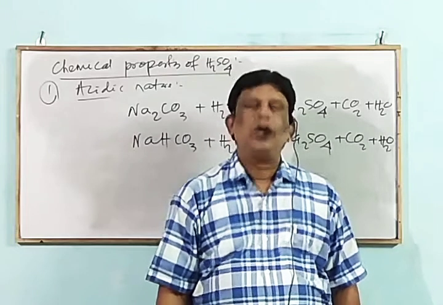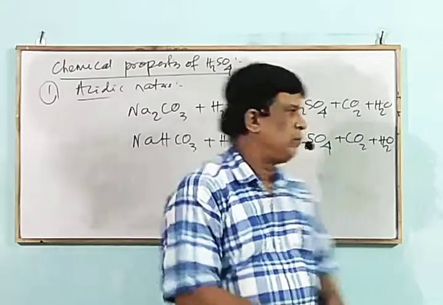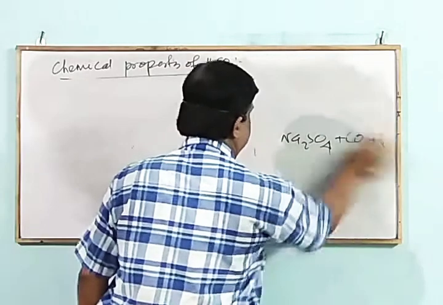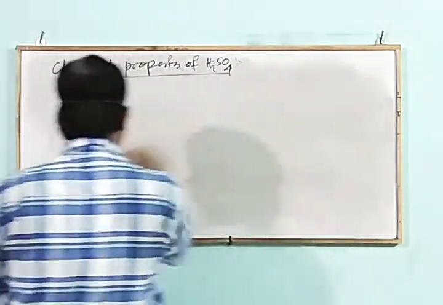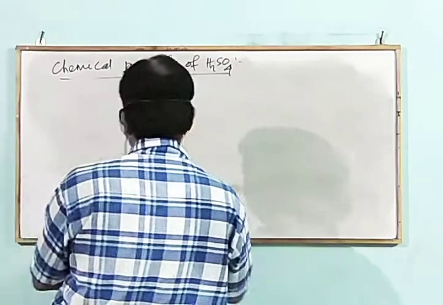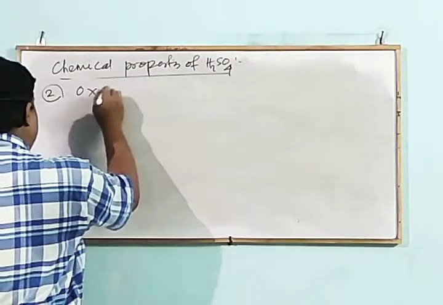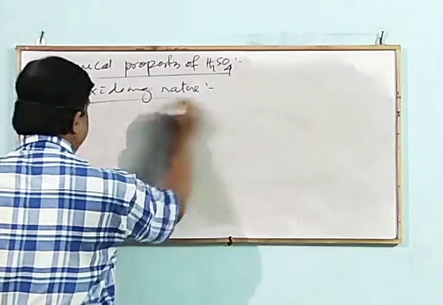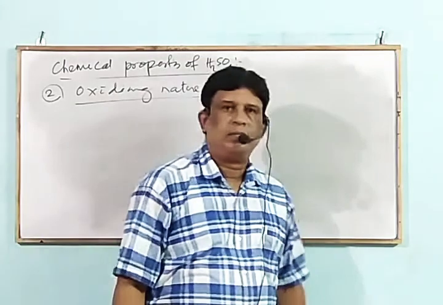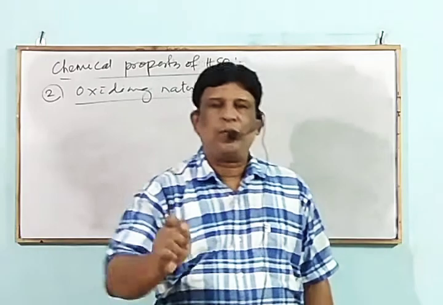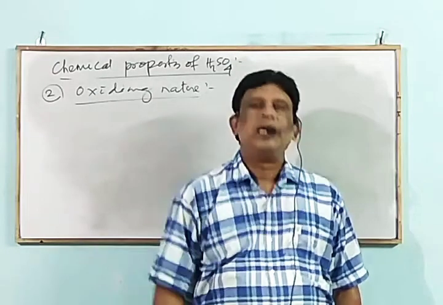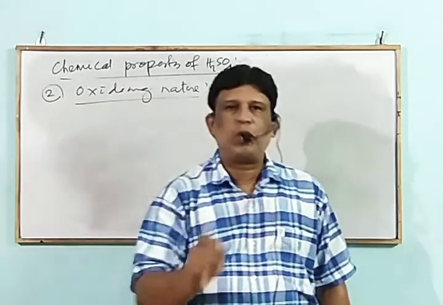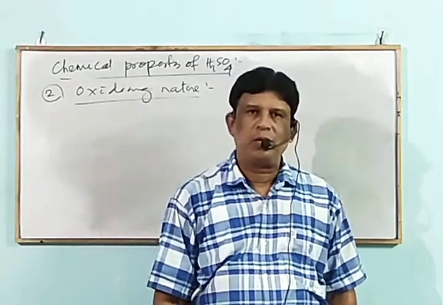Next, switch over to the oxidizing nature of sulfuric acid. Oxidizing nature. It oxidizes carbon to carbon dioxide. It oxidizes sulfur to sulfur dioxide. It oxidizes phosphorus to phosphoric acid. Mark the equation.